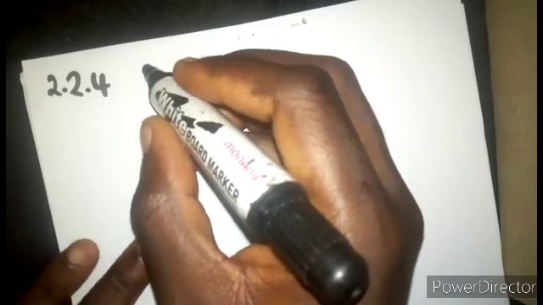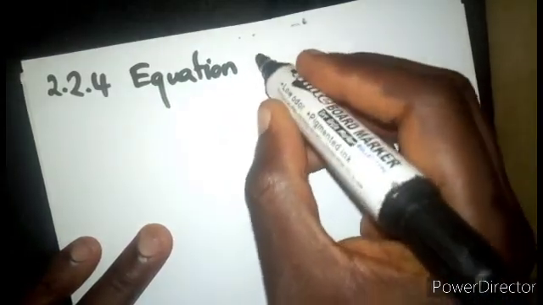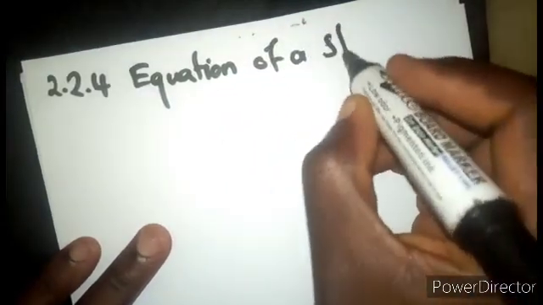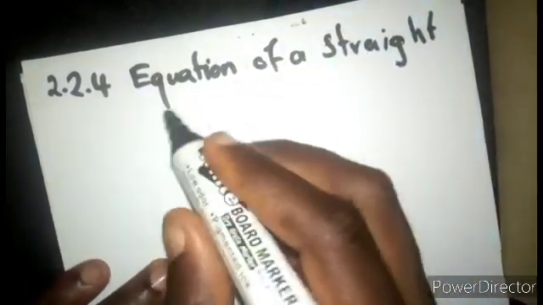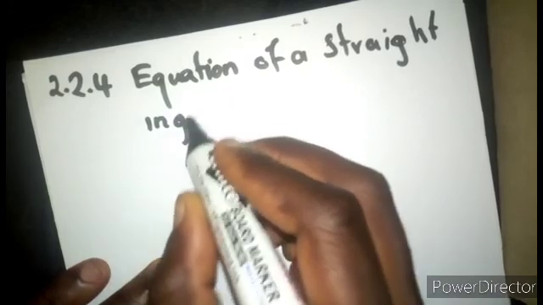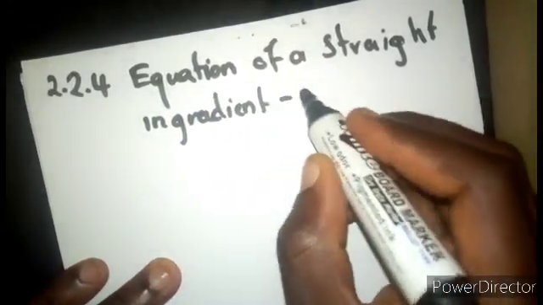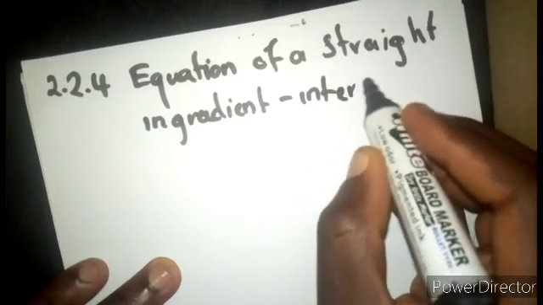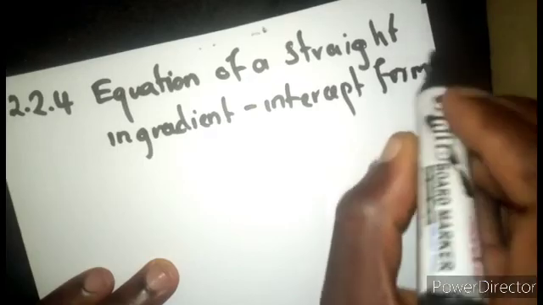So we are going to look at the equation of a straight line. Equation of a straight line in gradient-intercept form.